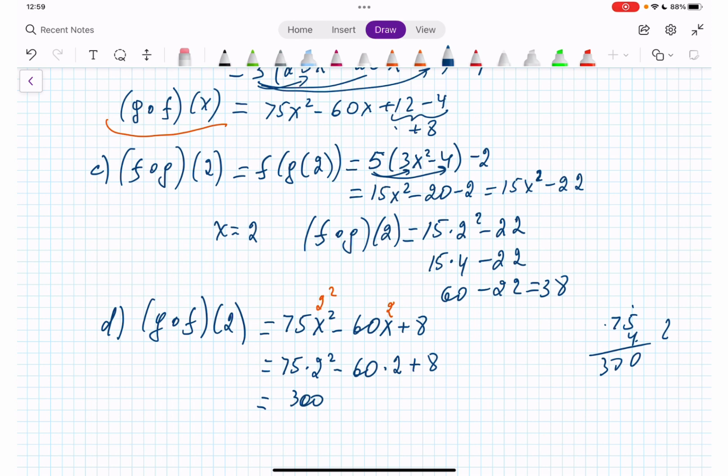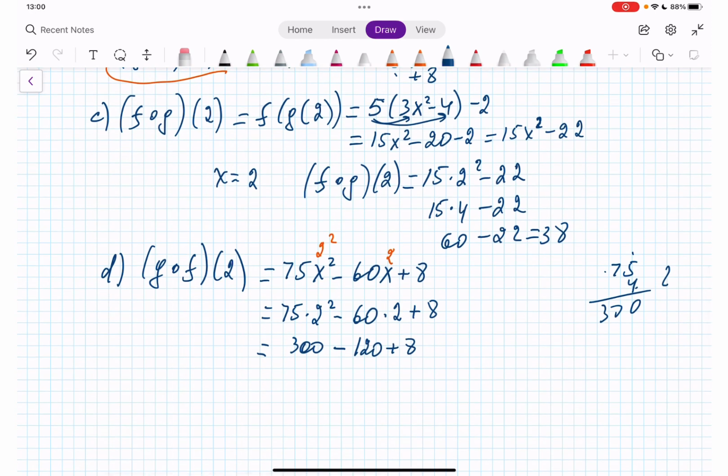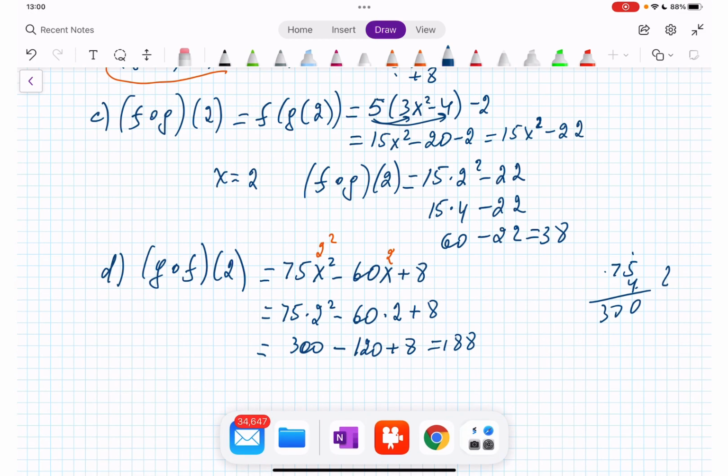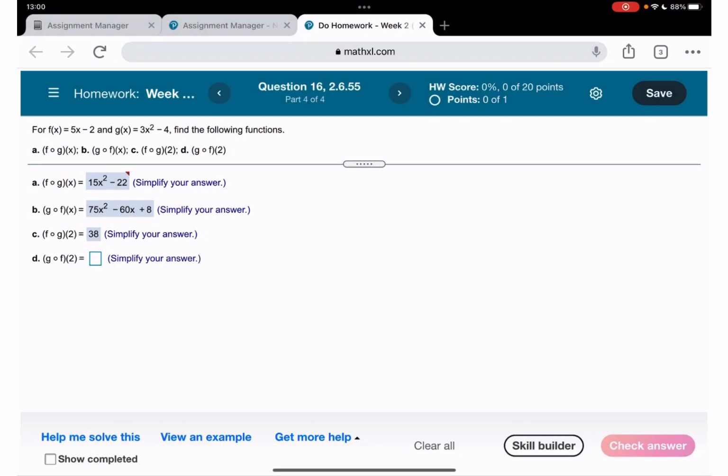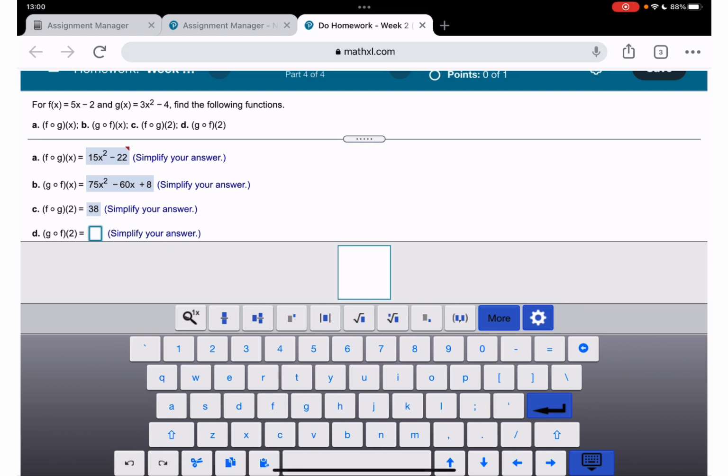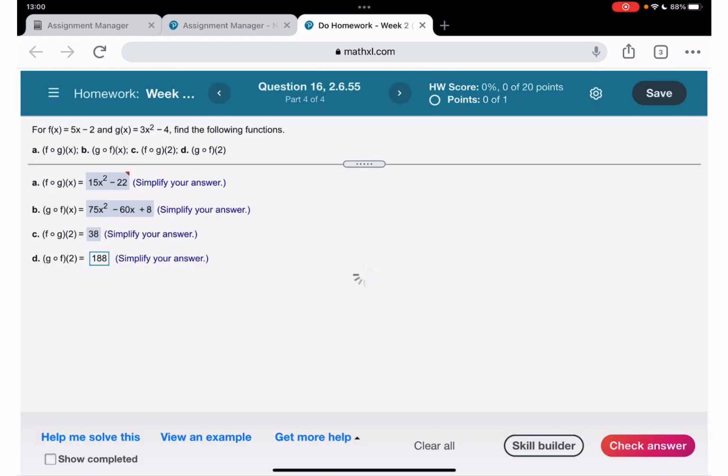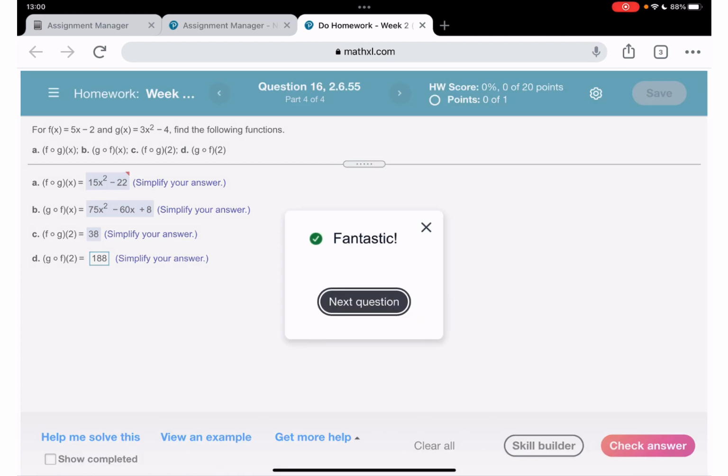So back to our problem, 300 minus 120 plus 8. So what do we get? 300 minus 100 is 200, and minus 20, 180. 180 plus 8, it's going to be 188. Going back, it's going to be 188. Bingo, fantastic.